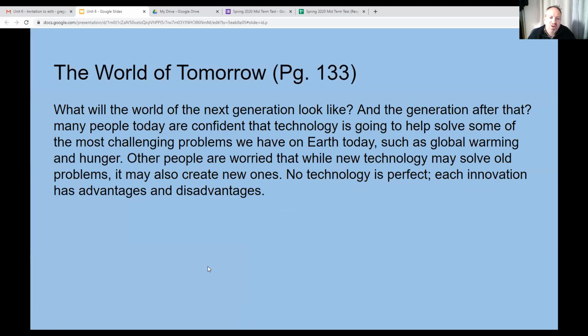Many people today are confident that technology is going to help solve some of the most challenging problems we have on Earth today, such as global warming and hunger. Other people are worried that while new technology may solve old problems, it may also create new ones. No technology is perfect. Each innovation has advantages and disadvantages.